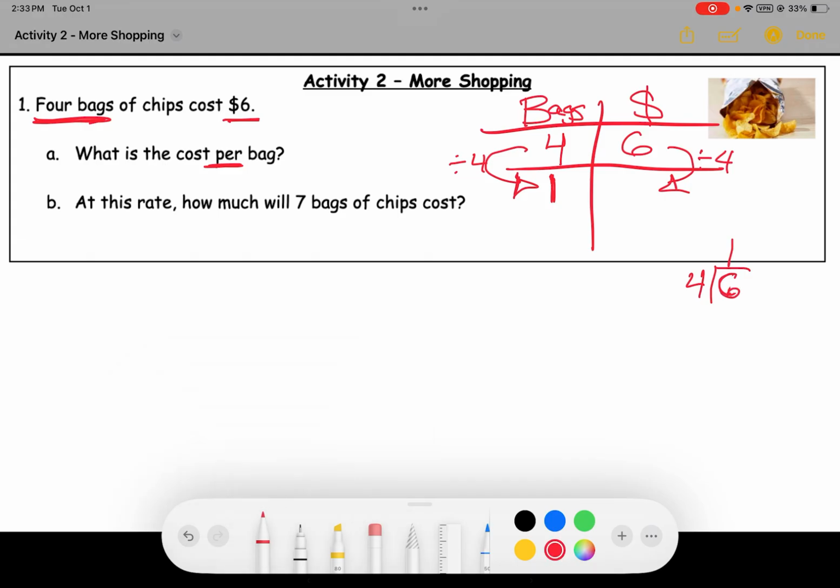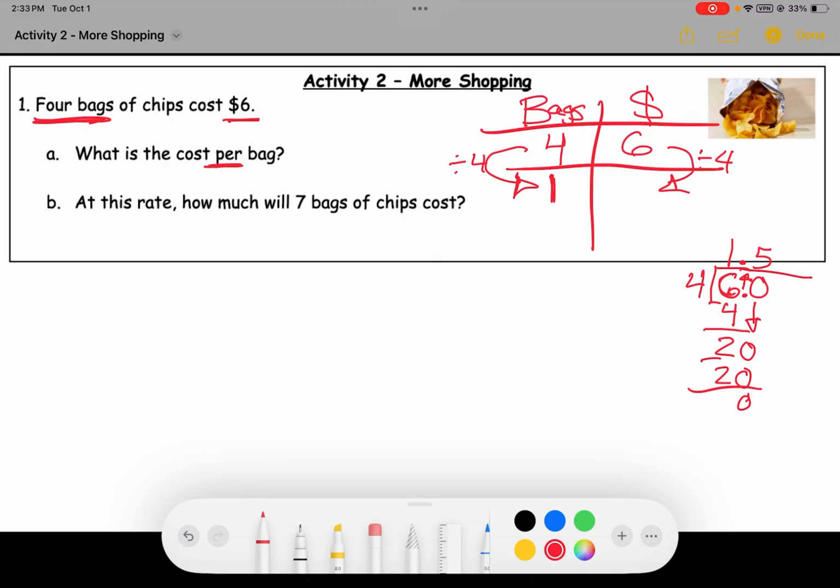So 4 goes into 6 1 time. 1 times 4 is 4. 6 minus 4 is 2. Then since I still have a remainder, I add a 0. And I bring up my decimal. And I bring down my 0. How many times does 4 go into 20? 5 times. 5 times 4 is 20. 20 minus 20 is 0.